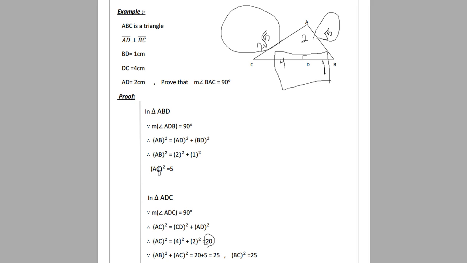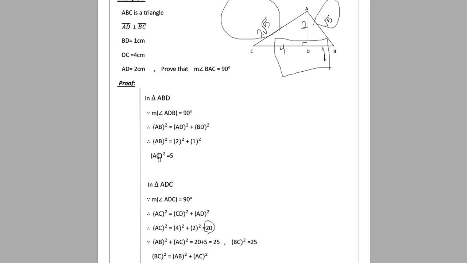So AB bar 2 plus AC bar 2 is 20 plus 5. So 20 plus 5 is 25. And we will make a power 2 of BC. BC bar 2 is, because it equals 5, so the power 2 of it is 25. So because BC bar 2 equals AB bar 2 plus AC bar 2, then the measure of angle BAC is 90 degree, and this triangle is a right angle triangle.